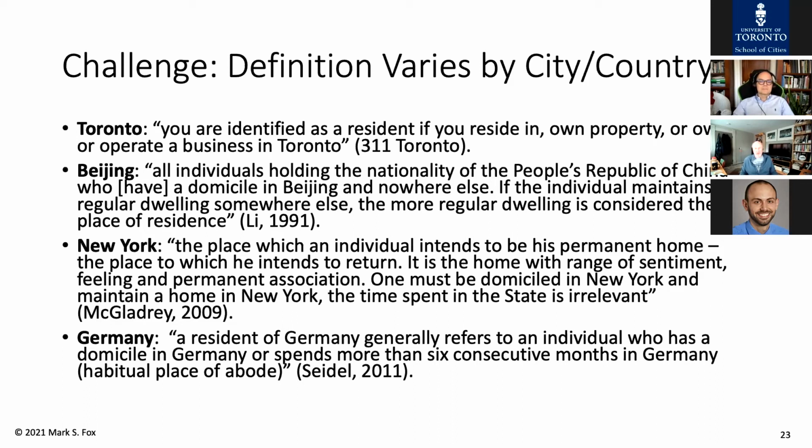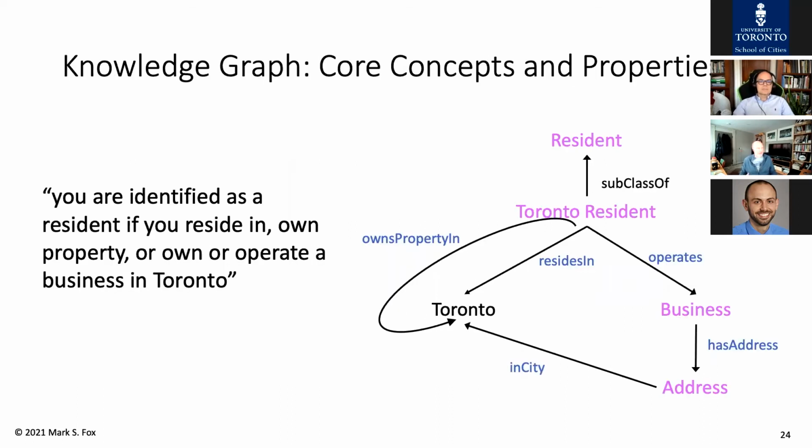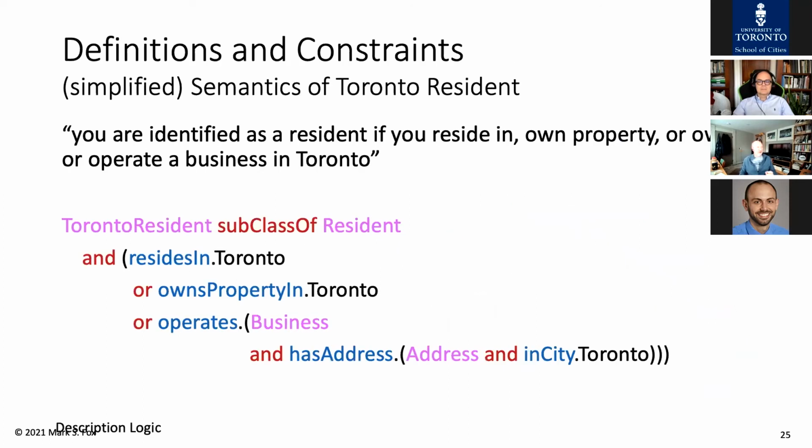Let's see how an ontology represents that definition so it can be applied for validating somebody's residency. Here is the knowledge graph that we would represent. Now, note, we capture the main concepts in here: Toronto resident, subclass of a resident, owns property in Toronto, resides in Toronto, operates a business that has an address, and that address has a property called InCity Toronto. So most of the ideas, the properties, and the concepts that exist in this definition, you can find in this knowledge graph. But nowhere in this knowledge graph is there an actual statement that the following defines whether somebody is or is not a resident. To do that, we have to then introduce our logical language.